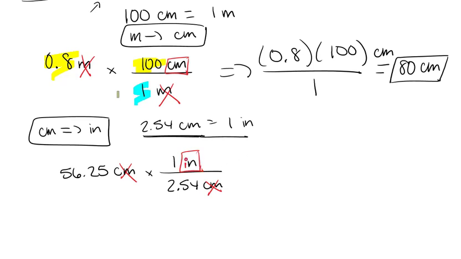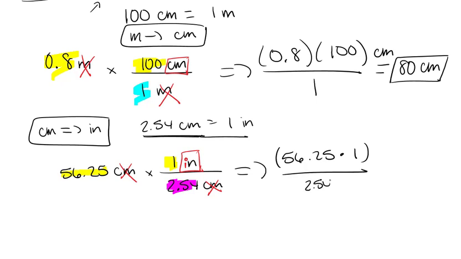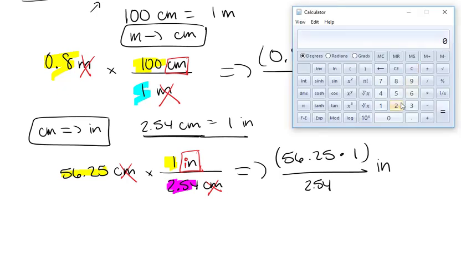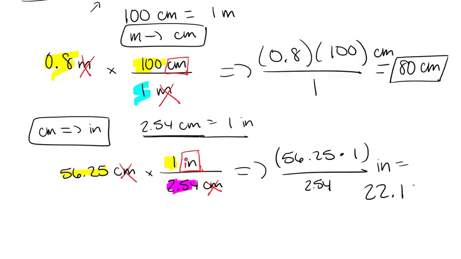Then we multiply what's on top, and then we're going to divide by whatever's on the bottom. So 56.25 times 1 over 2.54, and this will be inches. And so we get 22.15 inches for this part of this problem.